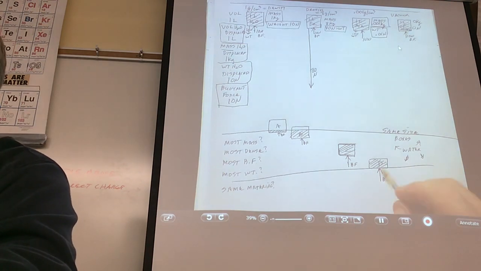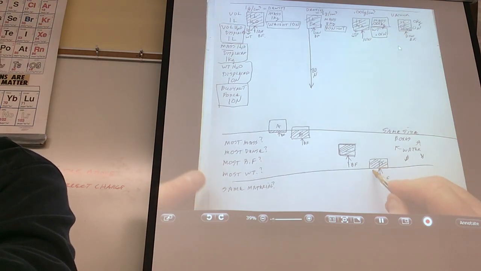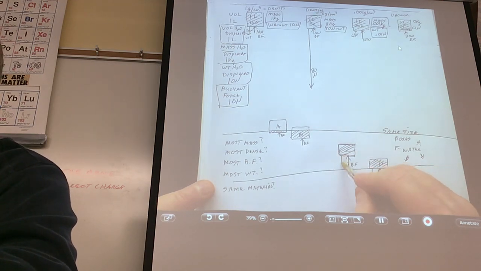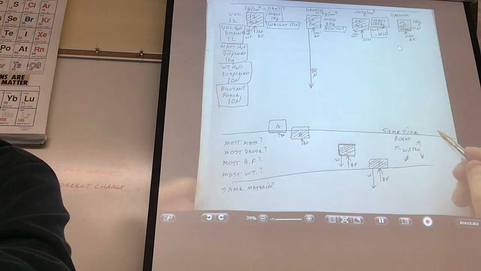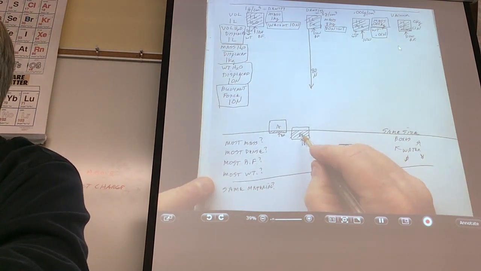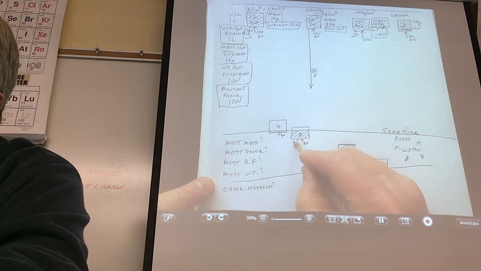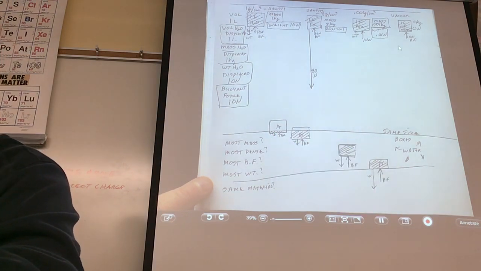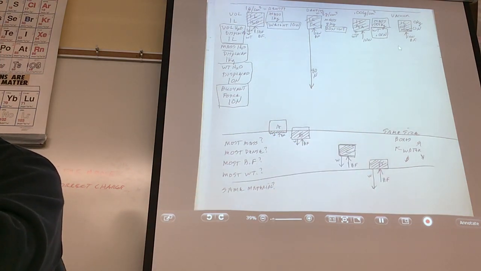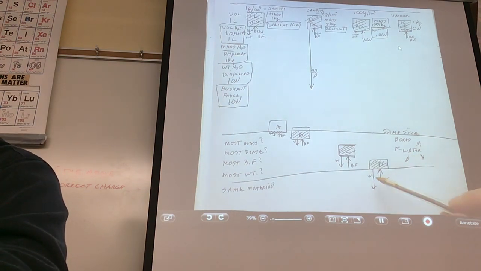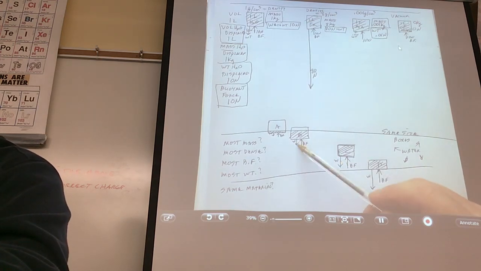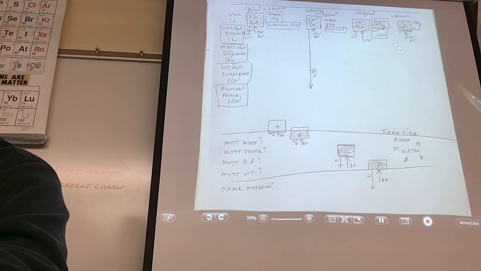Ready? This one's laying on the bottom, so I believe its weight would have to be greater than the buoyant force. This one is floating, so its weight would have to equal the buoyant force. This is also floating. Its weight would have to equal the buoyant force. And this is floating. The weight would have to equal the buoyant force. So which one has the most weight? D. Look at the arrows. Next. C. B. A. All right.